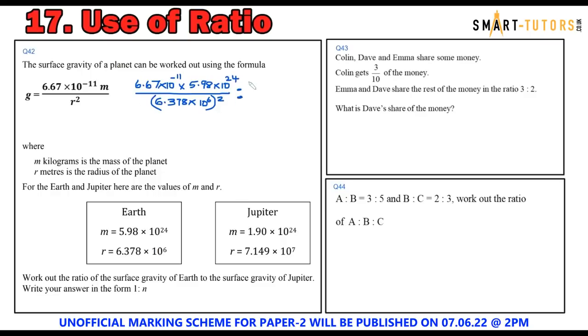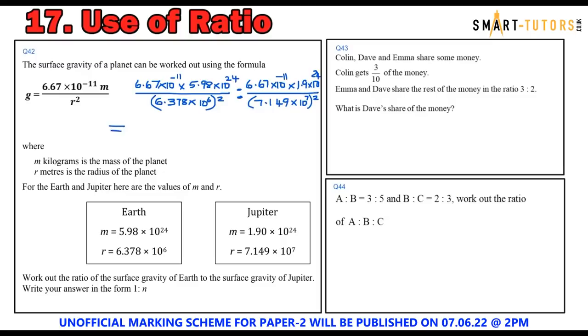Then the Jupiter's gravity is going to be 6.67 times 10 to the power minus 11 times by 1.9 times 10 to the power 24 over bracket 7.149 times 10 to the power 7 whole thing squared.